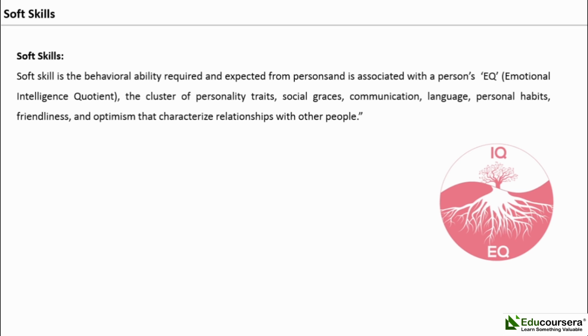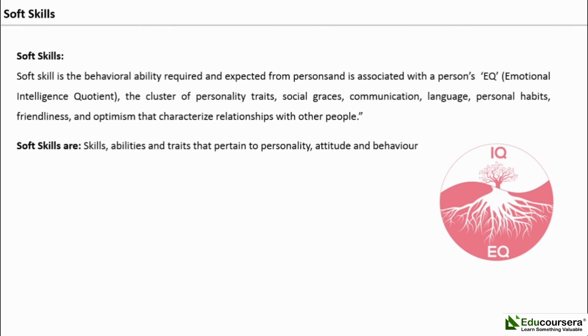On the other hand, hard skills are persons' technical skills and abilities to perform a certain type of task or activity. Part of a person's IQ, intelligence quotient. In other words, they are the technical, occupational requirements to perform a job. Clear view. Soft skills are skills, abilities, and traits that pertain to personality, attitude, and behavior. Soft skills are not formal or technical knowledge.